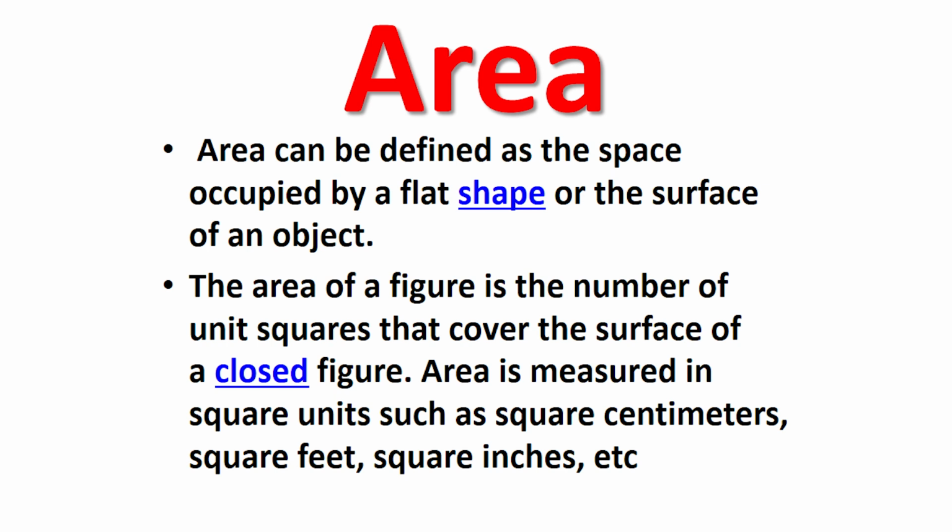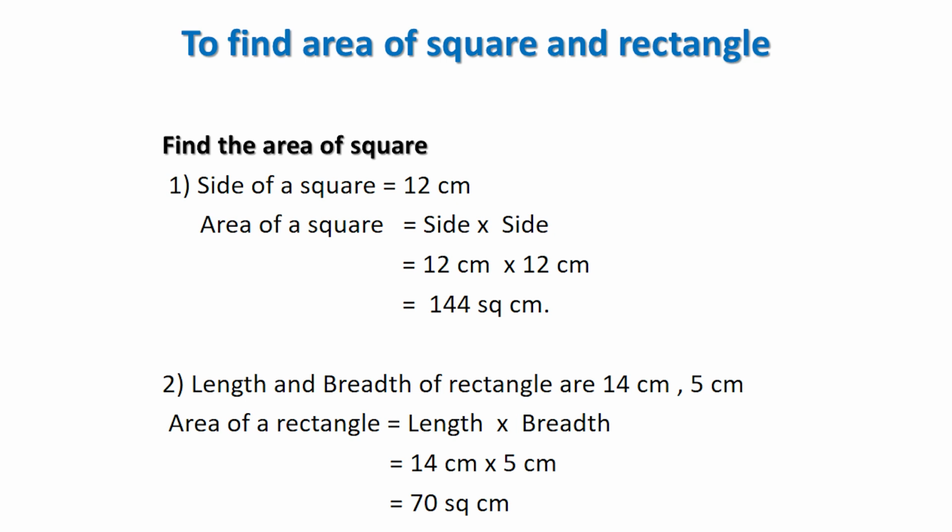Area can be defined as the space occupied by a flat shape or the surface of an object. The area of a figure is the number of unit squares that cover the surface of a closed figure. Area is measured in square units such as square centimeter, square feet, square inches, etc. Okay, now let us find the area of a square and the area of a rectangle.